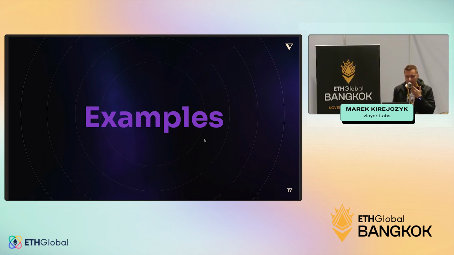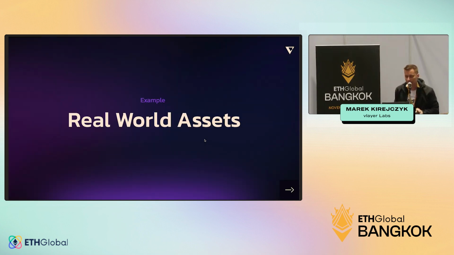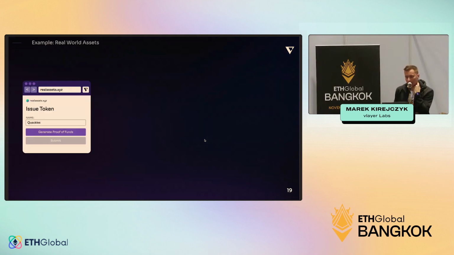And let me start with an example because it's a little less intuitive to think about the web proofs. So web proofs are like private oracles. So you can get private data onto the Solidity smart contract. And here's an example. Let's say you are a real-world asset manager and you want to issue a token. Maybe it's a gold token, or maybe it's a stablecoin.